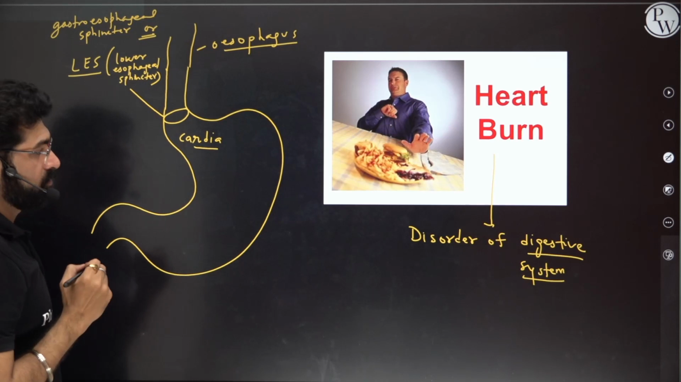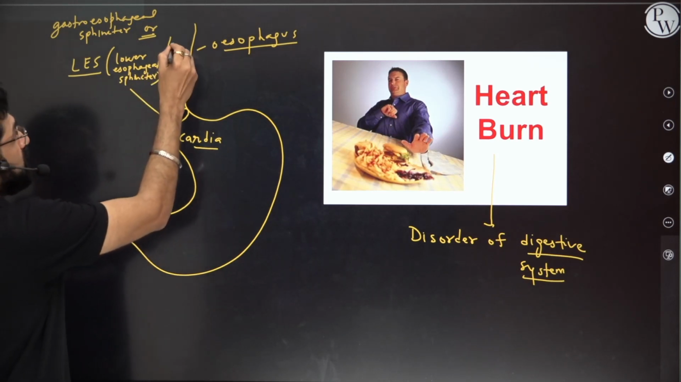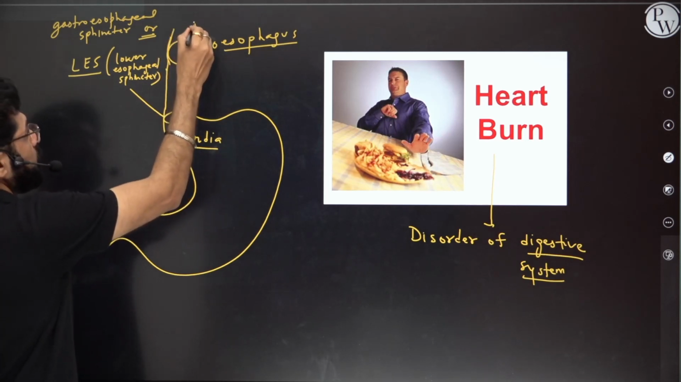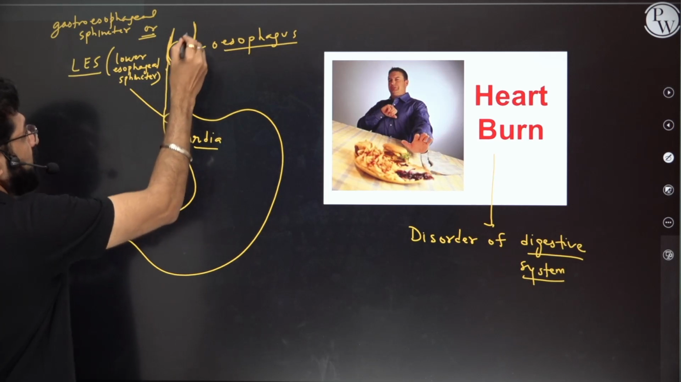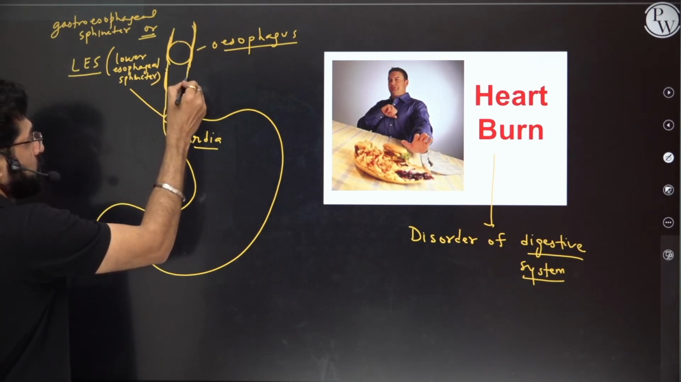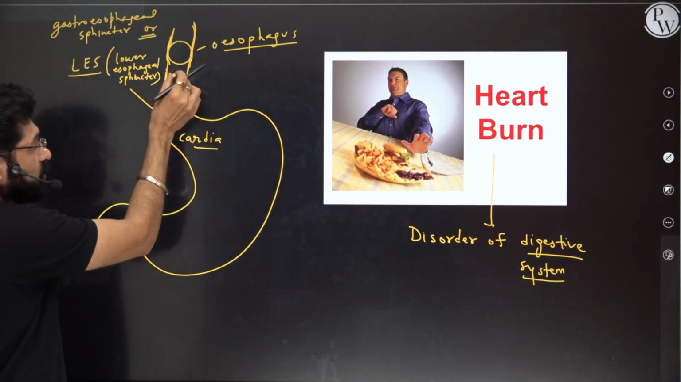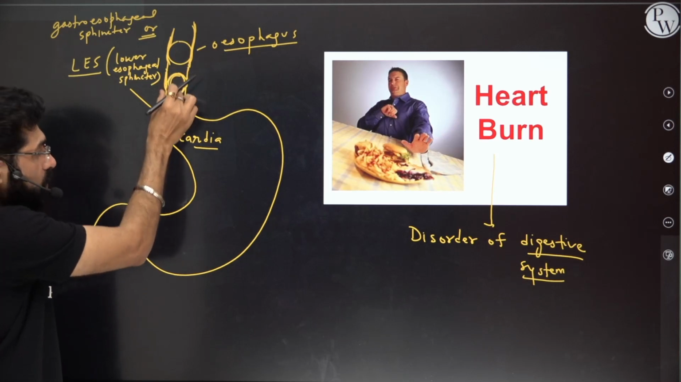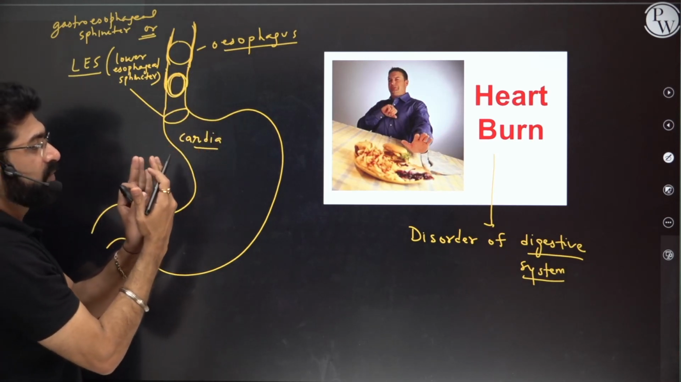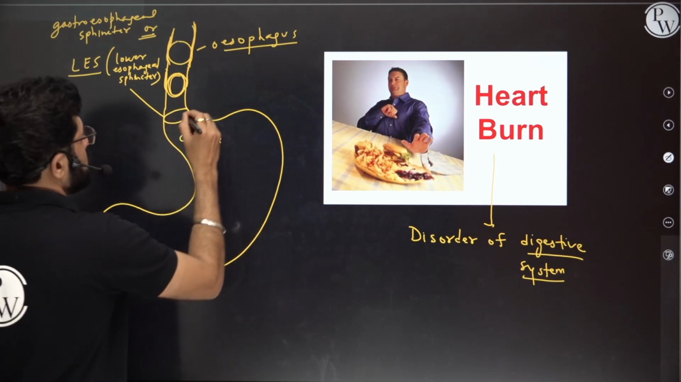Now, what happens when the food comes here? This is the bolus which is coming here. There is peristalsis going on, so the food is traveling and coming. The bolus will reach here now. Okay, so this food has reached here. Now the food has to enter, so it has to relax. When the LES relaxes, the food will enter. Correct?